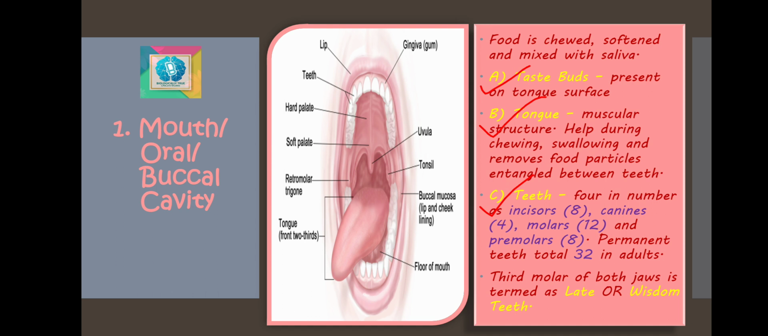The third molars of both the jaws, the upper and the lower jaws, total 4 in number. They appear very late and are poorly developed and vestigial. And these are commonly termed as late teeth or wisdom teeth. These late teeth and wisdom teeth, इन्हीं को हम कहते हैं हिंदी में अकलदाढ़. आपने सुना होगा अपने एल्डर्स से, बड़ों से, कि अकलदाढ़ होती है. That अकलदाढ़ is only termed as your wisdom teeth or late teeth.